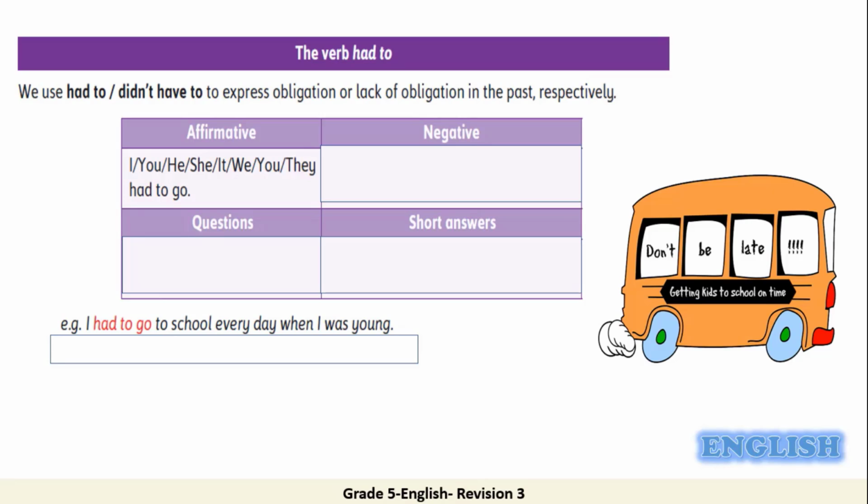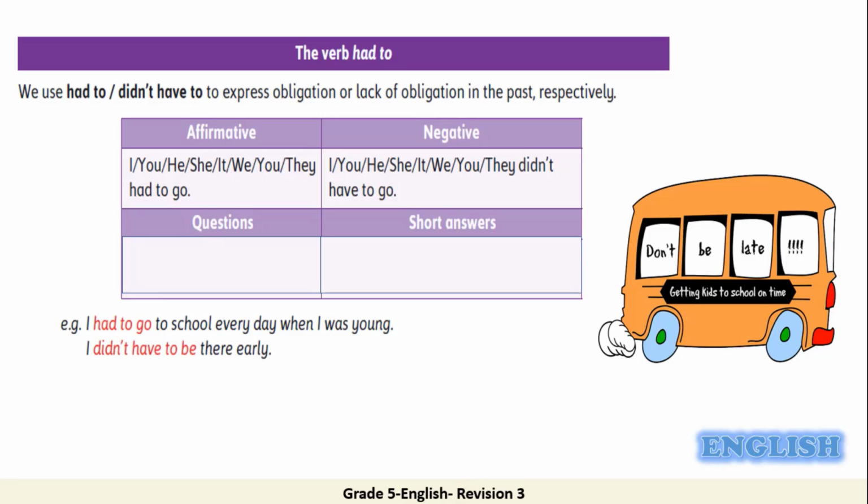Now with the negative form, we use these pronouns plus didn't have to plus the main verb. For example, I didn't have to be there early. Here with the questions, we start with did, then these pronouns, then have to, then the main verb. For example, did you have to go to school every day when you were young?